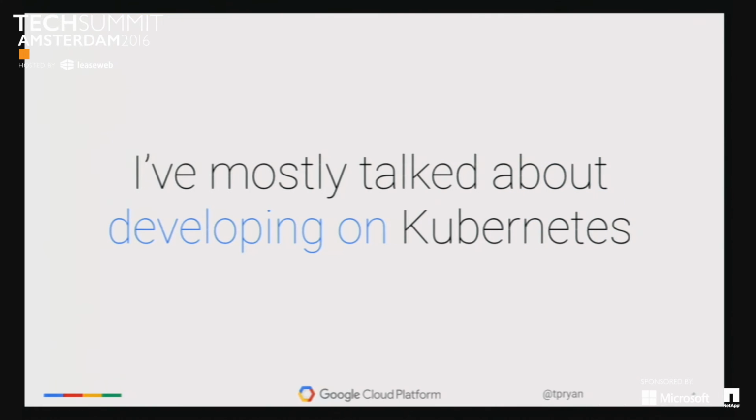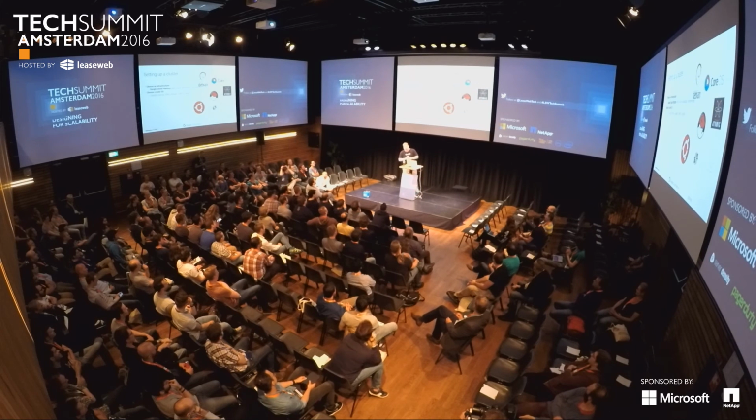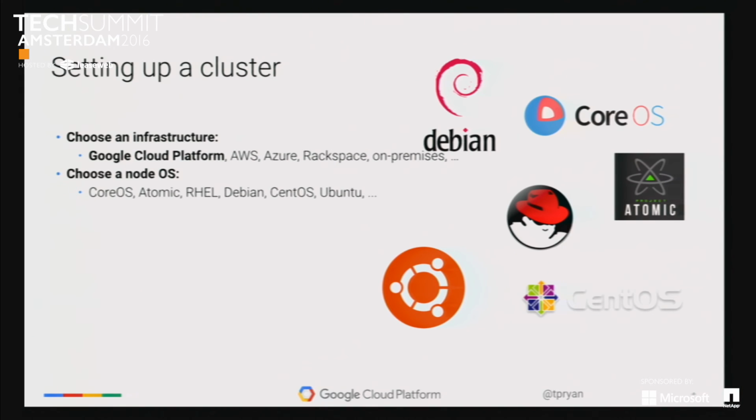Container Engine. Now, up until now, I've mostly talked about developing on Kubernetes. I haven't talked about what it takes to set up a cluster. So you want to set up a cluster. First, you need to choose an infrastructure. You can choose Google Cloud Platform or AWS or Azure, Rackspace, on premises. I certainly have my opinions on where the best place to host it is, but you can host it on any of these places and do so happily. Then you need to choose a node OS. You have lots of options. CoreOS is a really good one for it. We, I think, run a flavor of Debian, but to each their own.